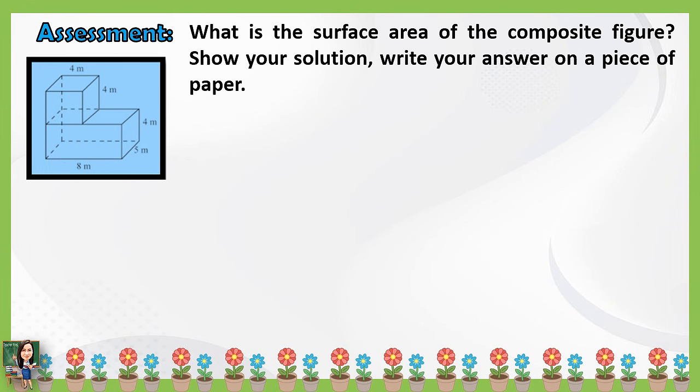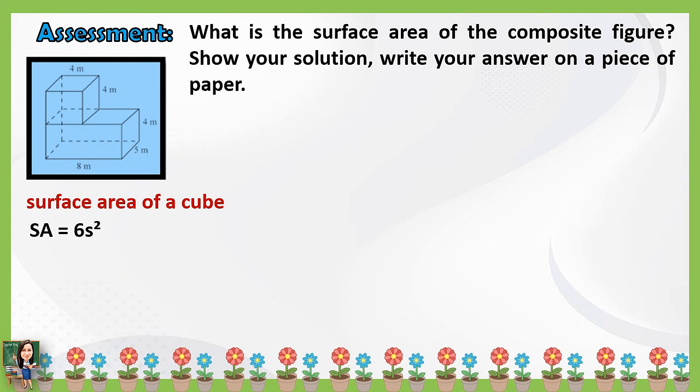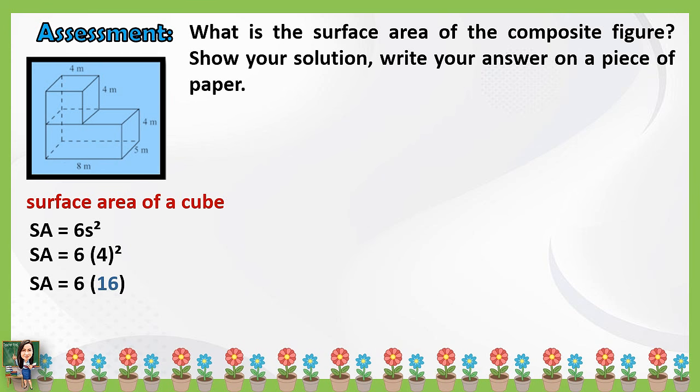And for the assessment, what is the surface area of the composite figure? Show your solution. Write your answer on a piece of paper. So this is the surface area of a cube. The formula is surface area equals 6 times side squared, or 6 times 4 to the second power. So 4 times 4 equals 16. Then multiply to 6. 6 times 16 equals 96 square meters. This is the surface area of a cube.